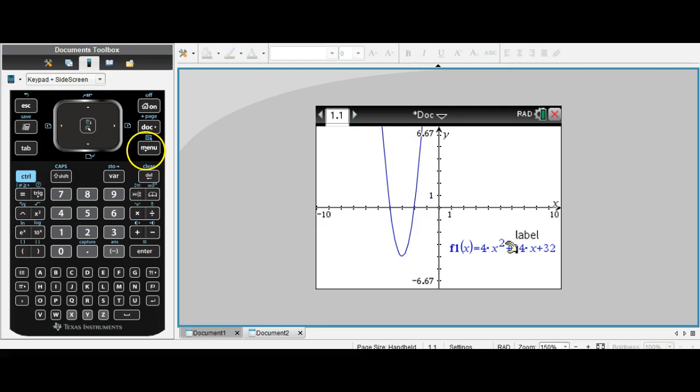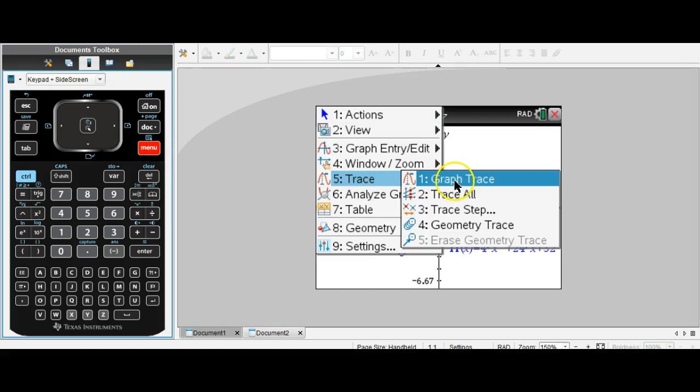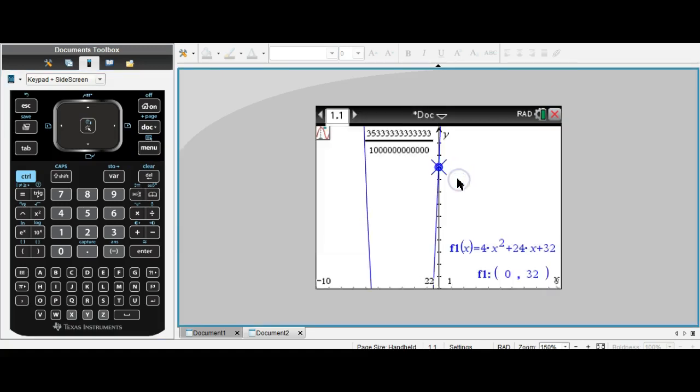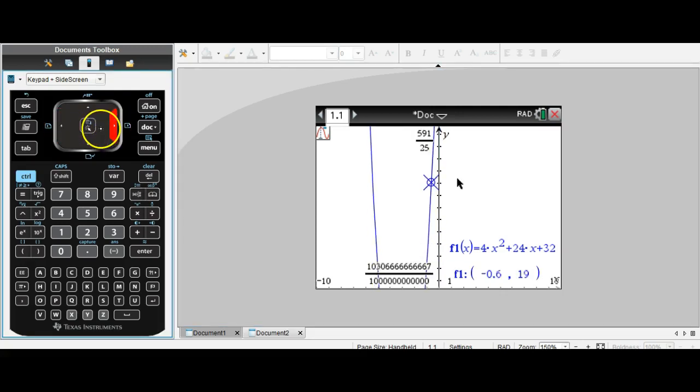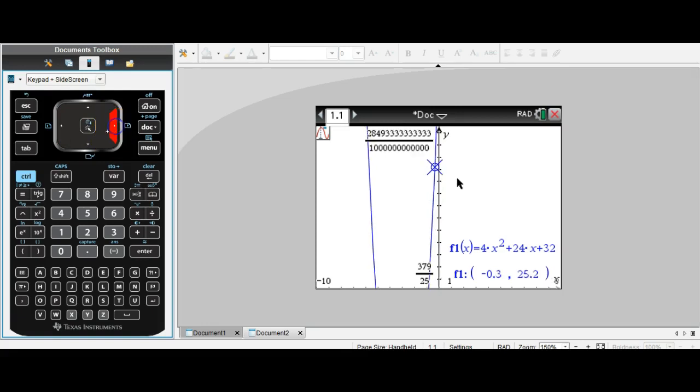So let's get started with tracing the important points on the graph. To trace the important points, we're going to go menu number 5, and then graph trace. As soon as we do that, we should get the star with the circle, which is the button we're going to keep moving left and right to work out our important points. As I can see, the first point that they have worked out is indeed my y-intercept, which is 0, 32.